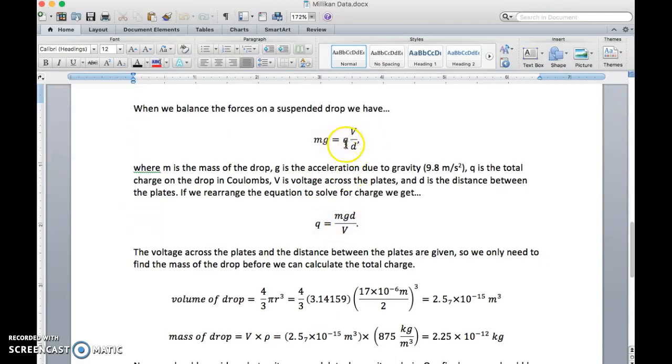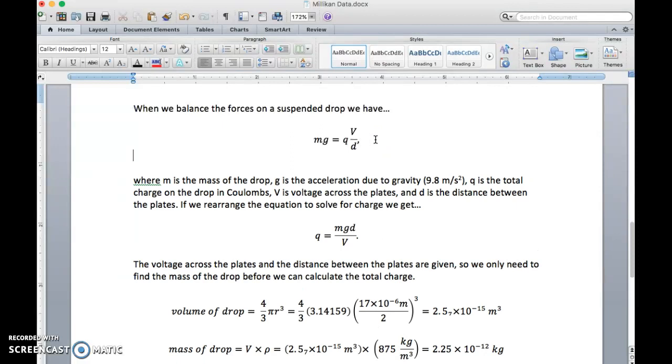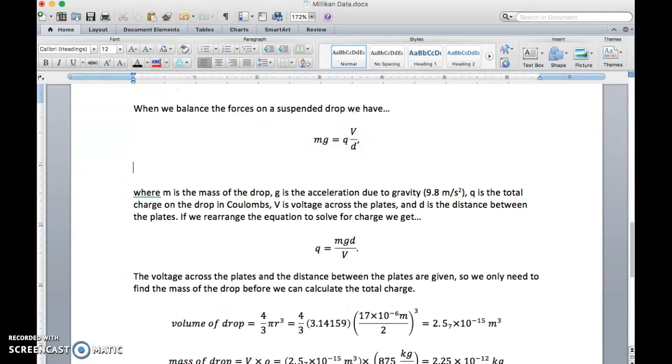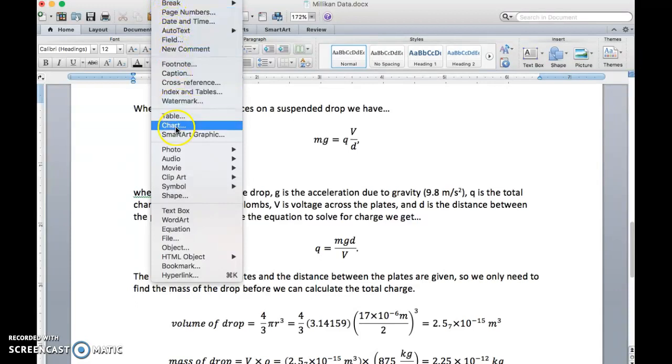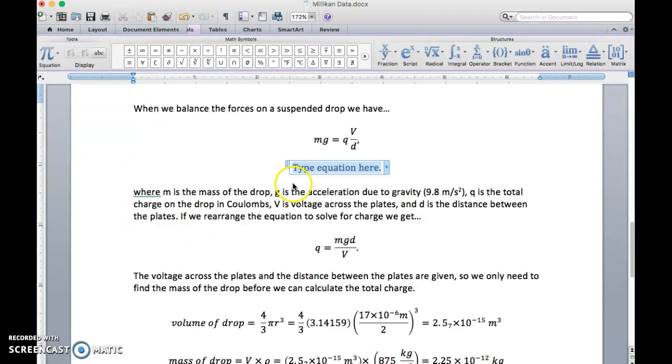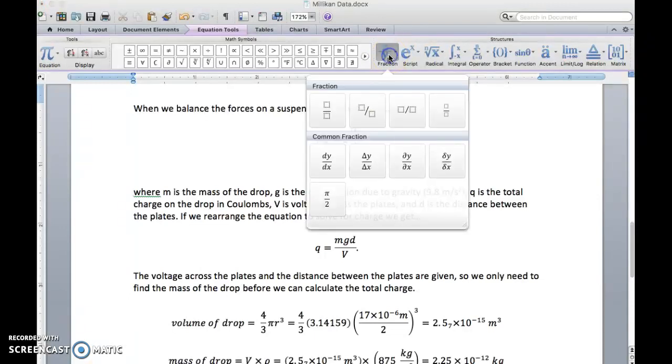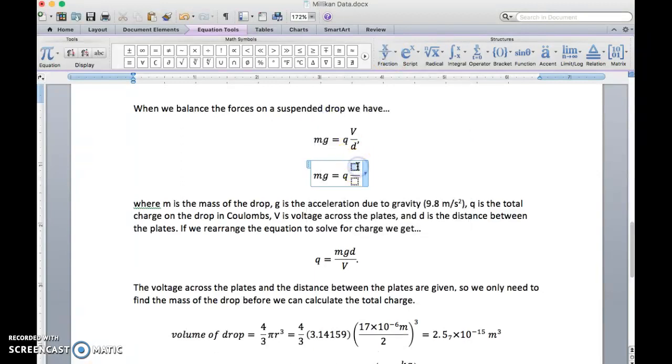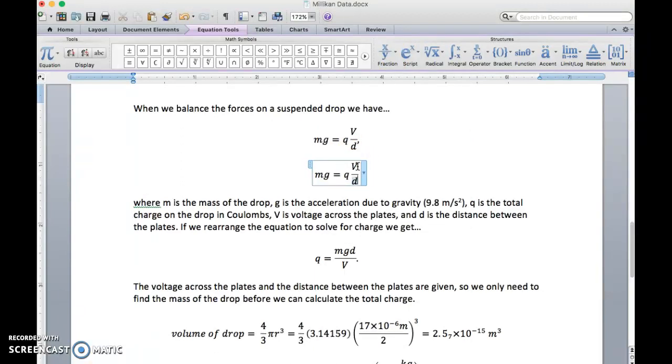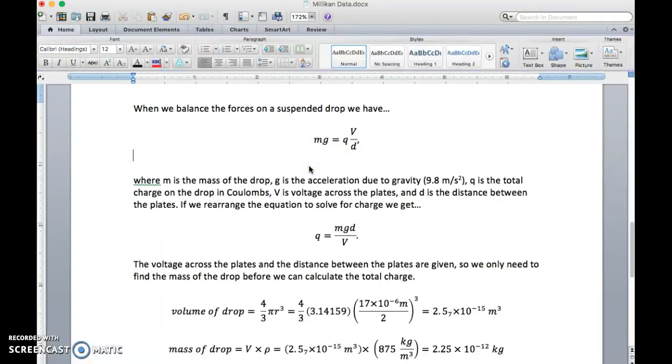class the other day. If you want to add an equation, you can go to Insert, Equation, and the equation tools will pop up in the toolbar up here. So I'm going to just retype this equation that I had up here. I'm going to type in mg equals q, and then if I want to do any kind of fraction, I type a fraction, and I've got my v, and then in the denominator I have a d. All right, that's a really simple case, so I'll do a harder one down here.